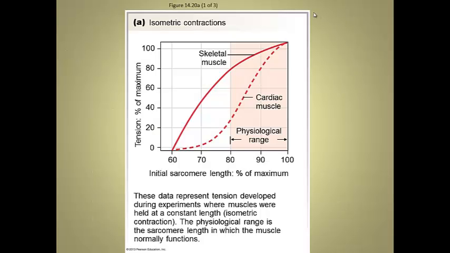And that's what we're looking at in this graph here. Now you'll recall we briefly looked at this graph on Monday. It's basically saying that at short sarcomere lengths, cardiac muscle is going to be weaker and it's going to increase its strength as sarcomere length increases.